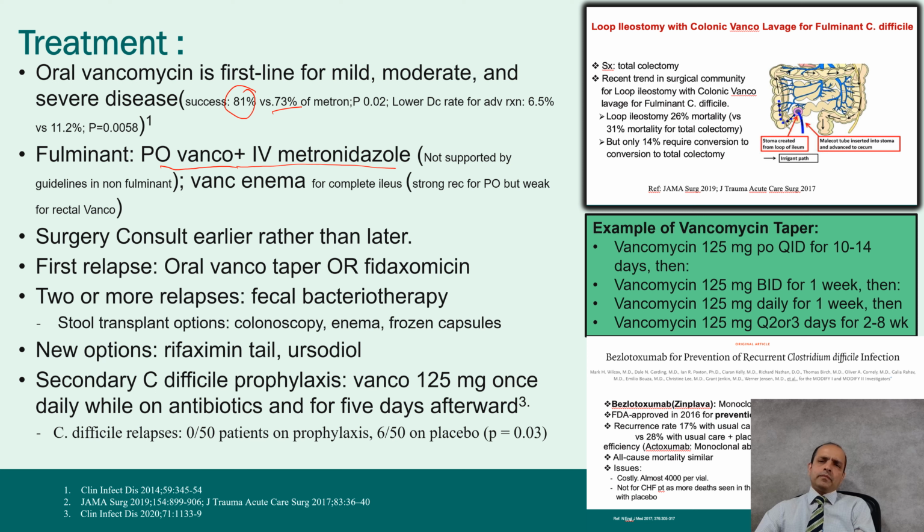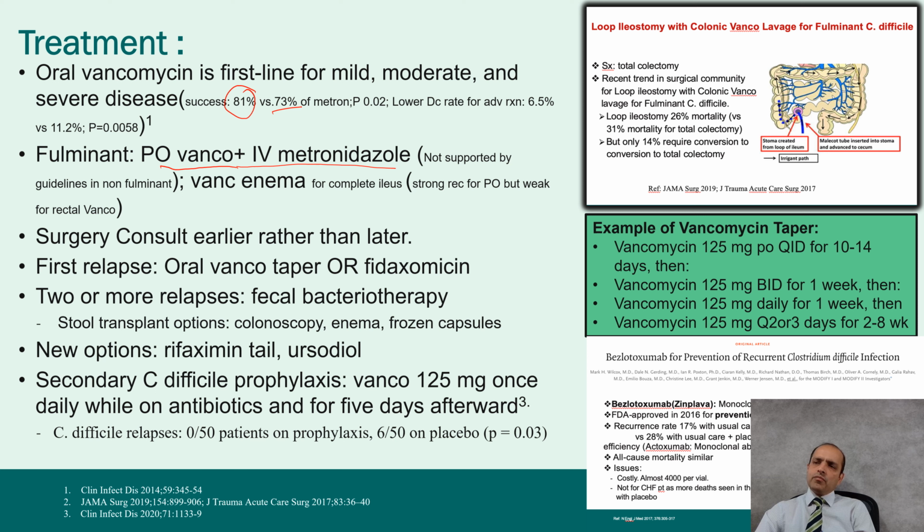And then there was a new study published in Clinical Infectious Diseases in 2020. What they found was vancomycin 125 once a day while being on antibiotics, and you continue that for 5 days after they are done with the other antibiotics. That approach resulted in a decrease in relapses: 0 relapses versus 6 relapses in the placebo group. So the vancomycin taper has been stated over there. You can look into that.